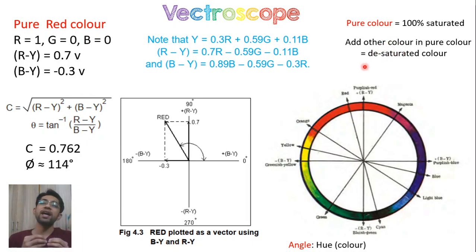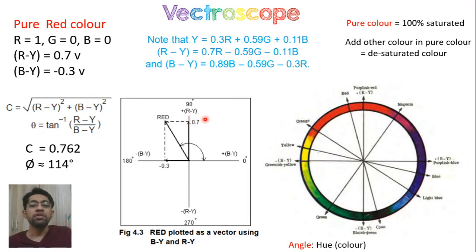Since we are adding white, and in white color all of RGB are present, you can see that in the equation of R minus Y, G will be there and B will also be there. If it is pure red, then only R is one and G and B are zero. But if you add white, then G and B will have some value, let us say 0.2 or 0.3. As a result, the length of this R minus Y component will no longer be 0.7. It will reduce.